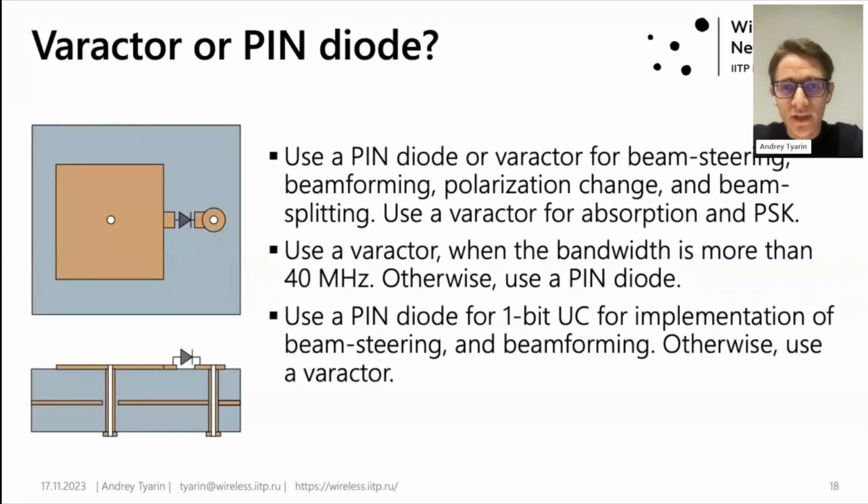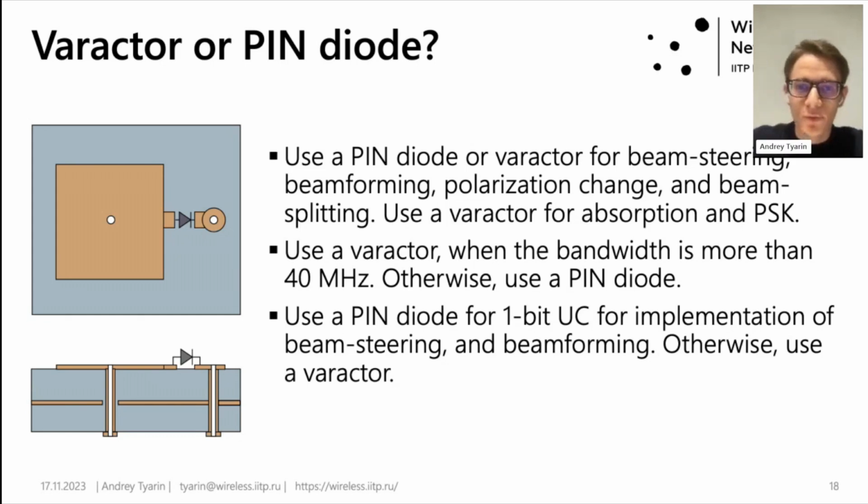Still, relying on the existing research, I provide the following recommendation: which tunable chip we need to choose, varactor or pin diode. You need to use a varactor or pin diode for beam steering, beam forming, polarization change, and beam splitting. But for absorption in PSK, you need to use a varactor. Use a varactor when the bandwidth is more than 40 megahertz. Otherwise, use a pin diode.